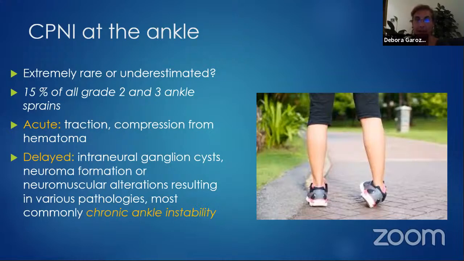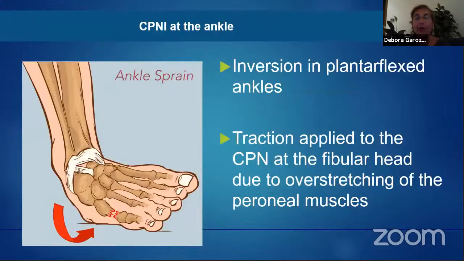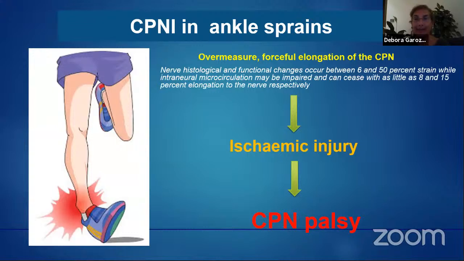a chronic ankle instability. Now, if you have a foot drop after an ankle sprain, if you have a complete foot drop, usually this is something that happened because there was a forceful inversion in an already plantar flexed ankle, and the traction applied to the overstretched peroneal muscles also involves the common peroneal nerve, resulting in an ischemic injury and therefore the onset of the common peroneal palsy.